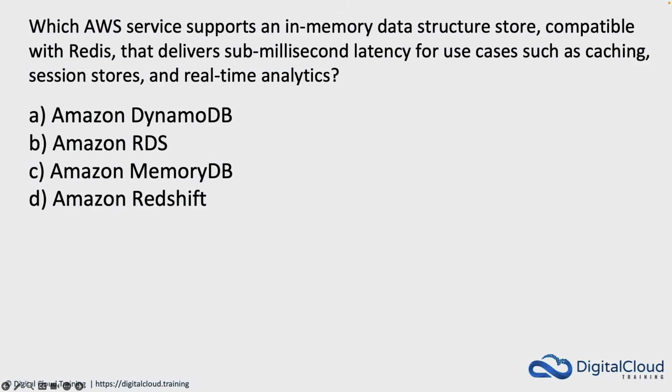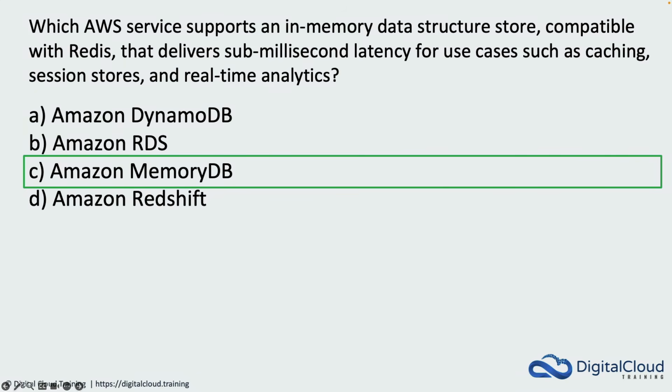RDS is the Relational Database Service, uses EBS volumes, it's not in memory. Redshift is a data warehouse, so it's a type of database for analytics purposes. So MemoryDB stood out to me, and it does actually have support for Redis. The full name is Amazon MemoryDB for Redis, and it is an in-memory database service that's built on the Redis architecture.